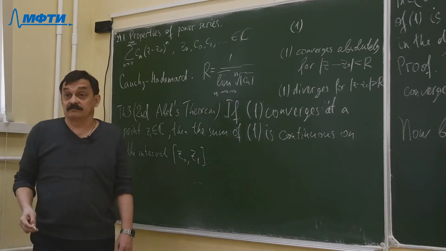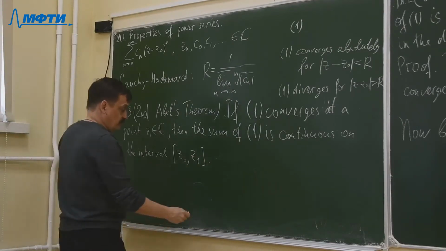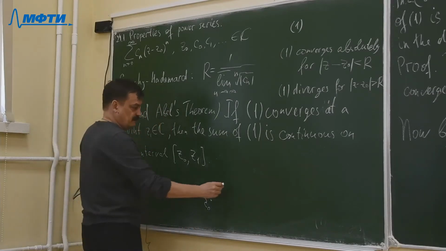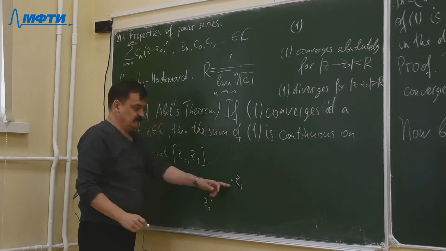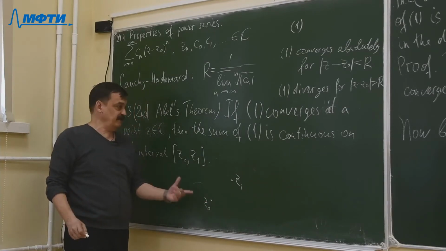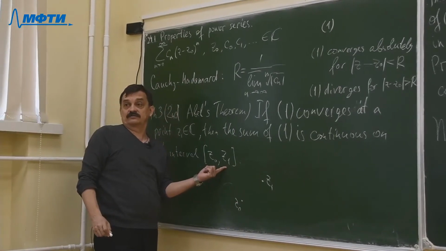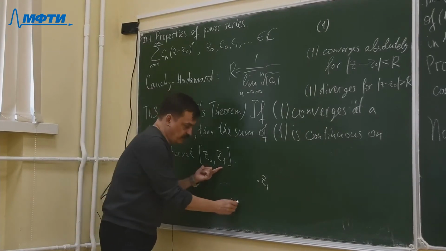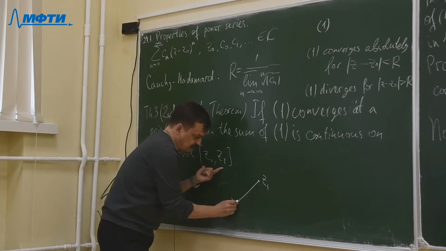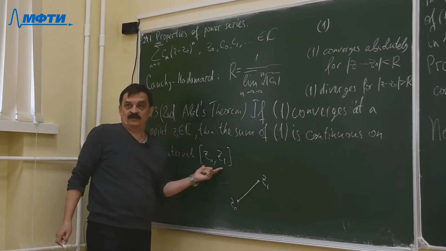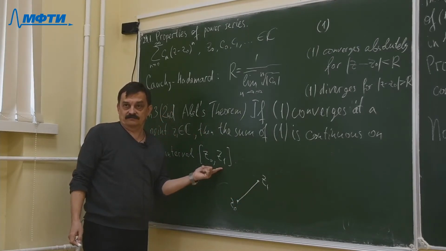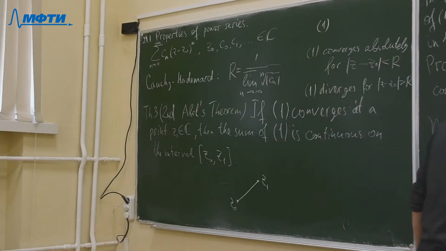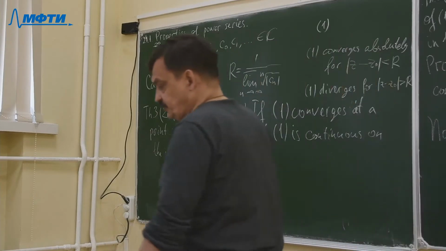What do I mean by the interval? Recall that we are in the complex plane. If we have 2 points of the complex plane, then what is this interval? In the usual sense, the interval with ends Z0 and Z1. That is the interval. Okay, so now let us prove it.